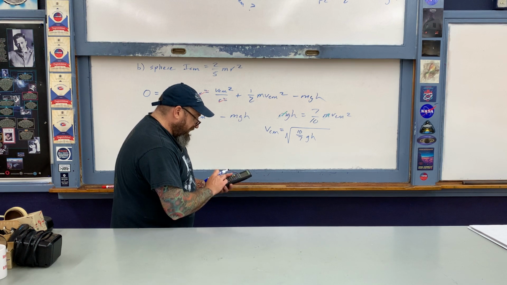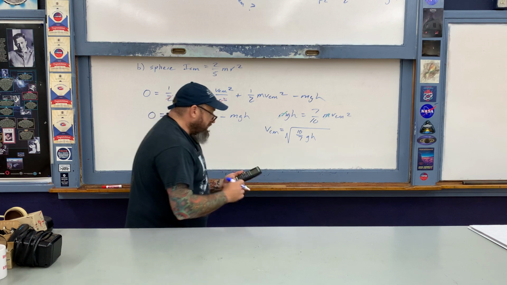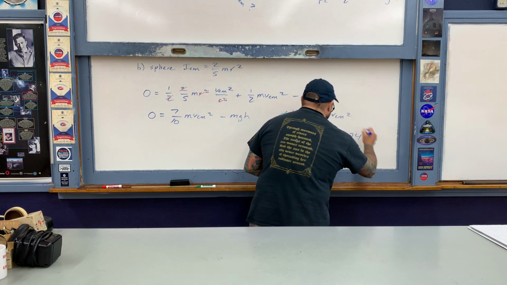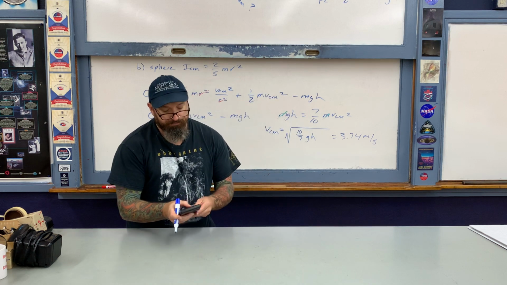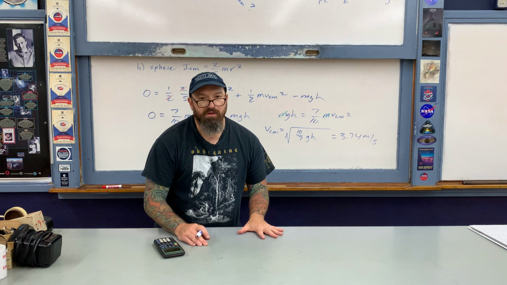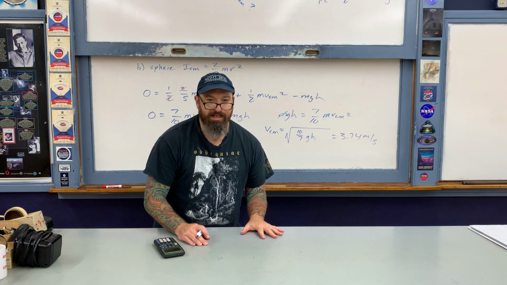All right, so let's just go ahead and finish here. The square root of 10/7, and then times 9.8 times 1. And this all ends up being about 3.74 meters per second, like so. Okay? All right, so that concludes our look here at rotational energy involving an object undergoing a translation and a rotation.